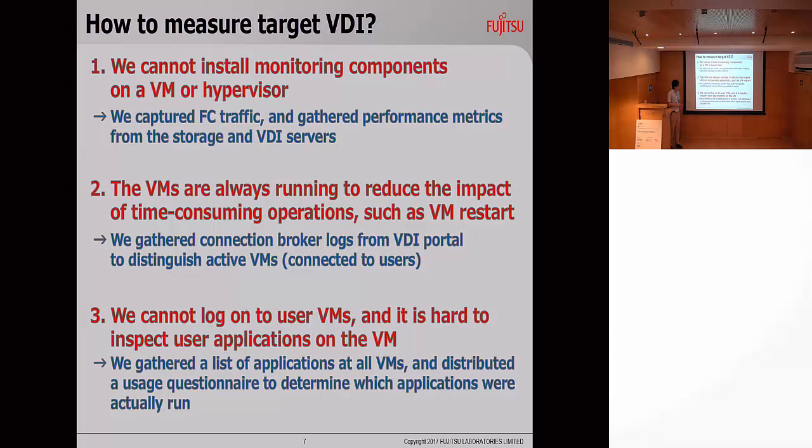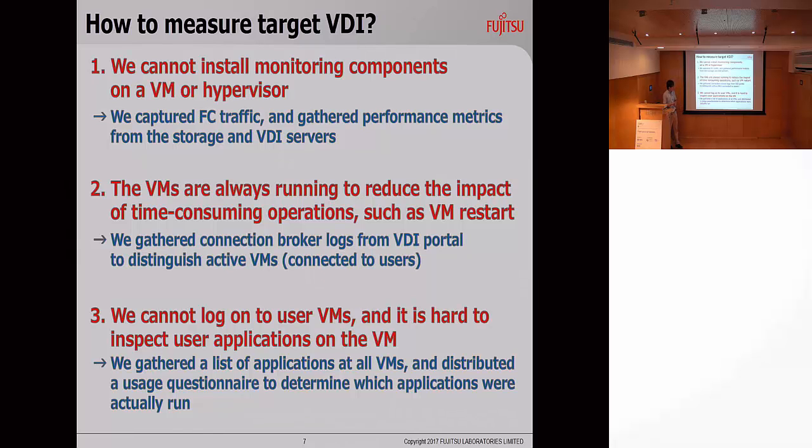The second constraint is that the VMs are already running, so we want to reduce the impact of time-consuming operations such as VM restart. Our approach is that we gather the connection broker logs from the VDI portal to distinguish active VMs. An active VM is currently connected to users.